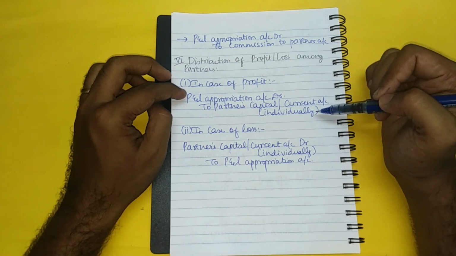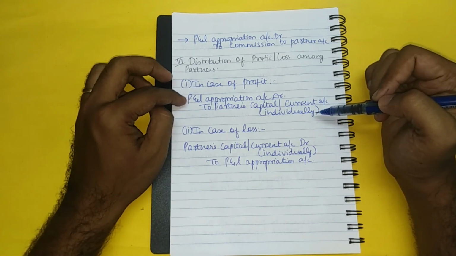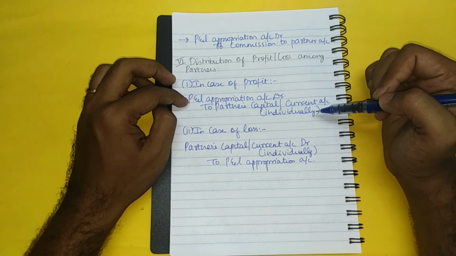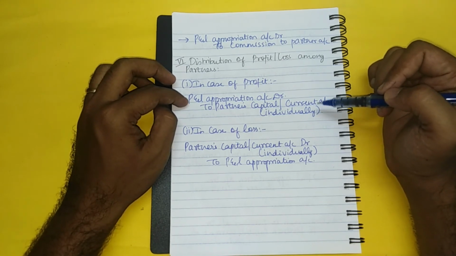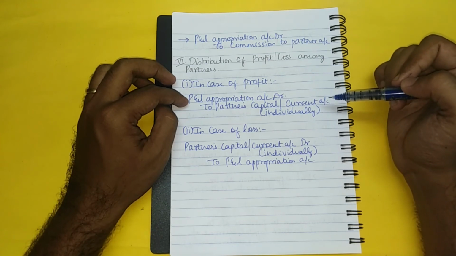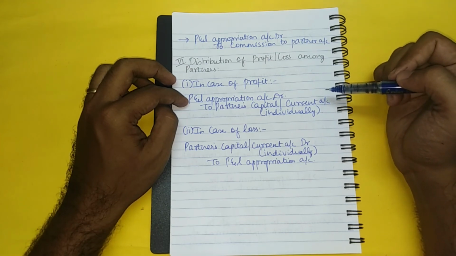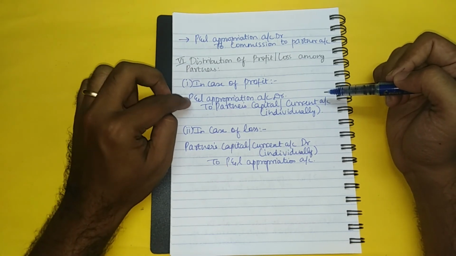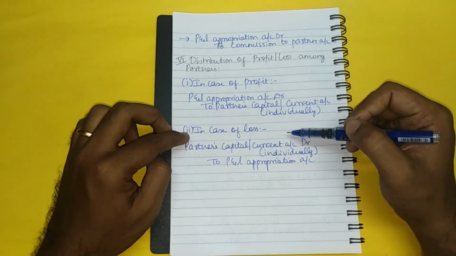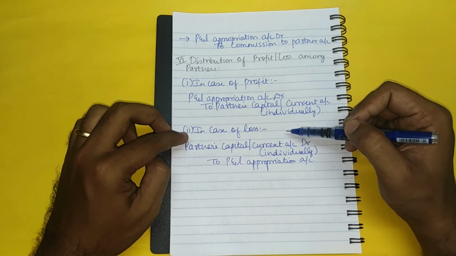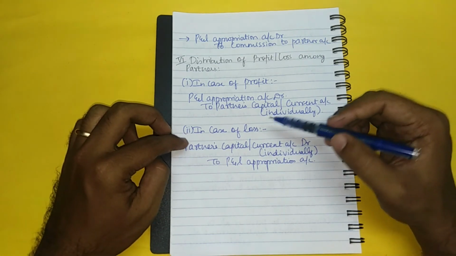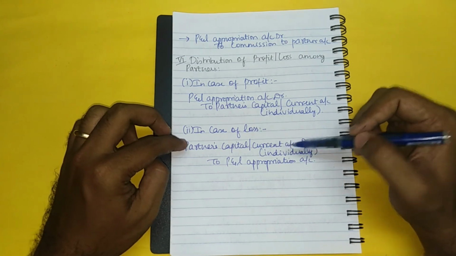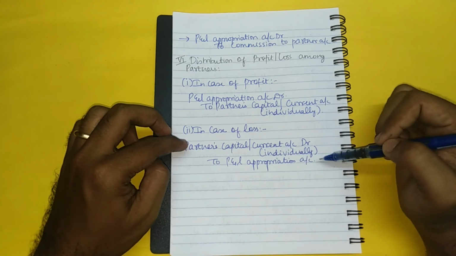Why are we debiting profit and loss appropriation account? Any guesses? Okay, now let me tell. If we have profit, the profit and loss appropriation account will be having credit balance, right? So, in order to transfer the profit, we need to debit the same. Therefore, we are debiting profit and loss appropriation account. Instead, if we have loss in the profit and loss appropriation account, the entry is partner's capital or current account debit, which needs to be debited individually, to profit and loss appropriation account.